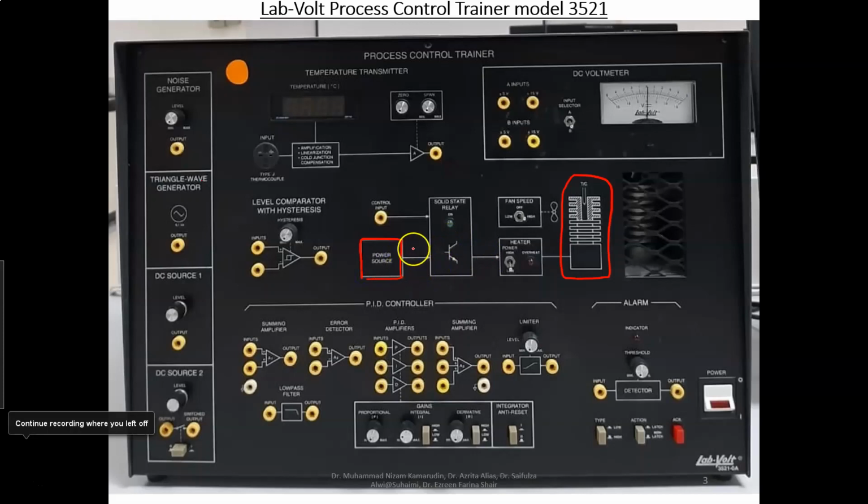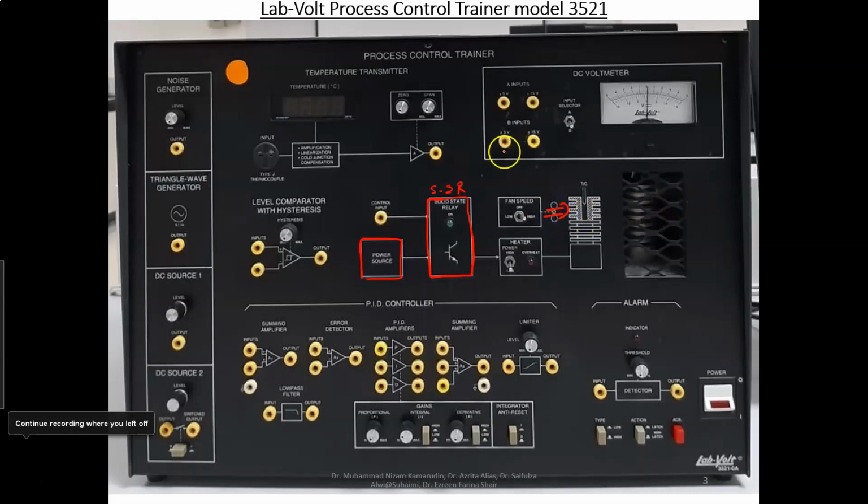This power source is controlled by a solid state relay. We have a solid state relay here, a module here, and the purpose of this solid state relay is to control the power source to the heater. And this power source is internal, which is built in inside the trainer. We also have a fan here. The purpose of the fan is to cool the radiator. We have a radiator inside.